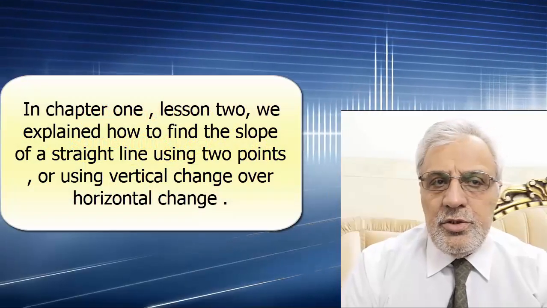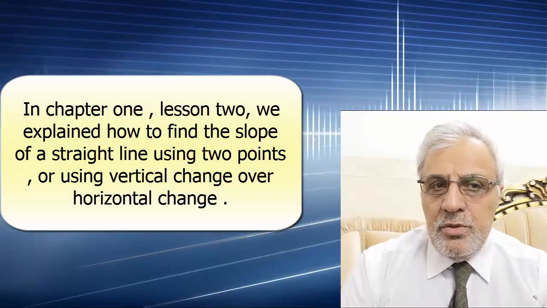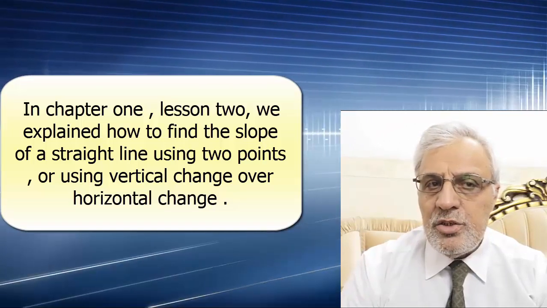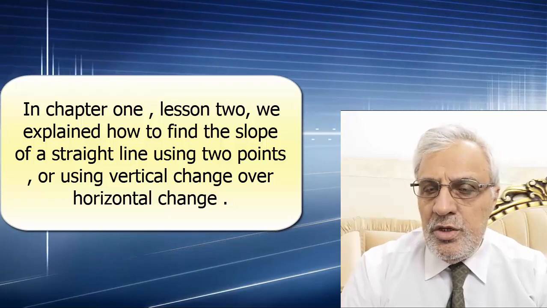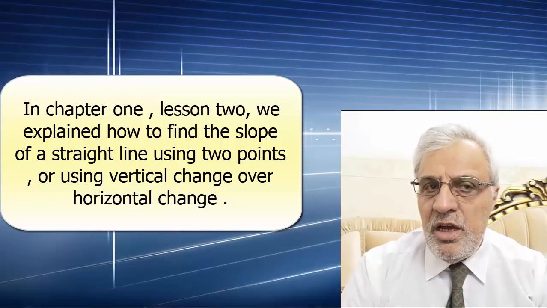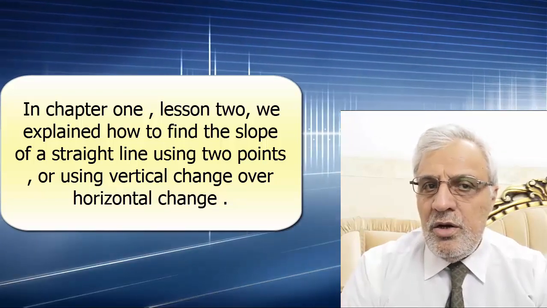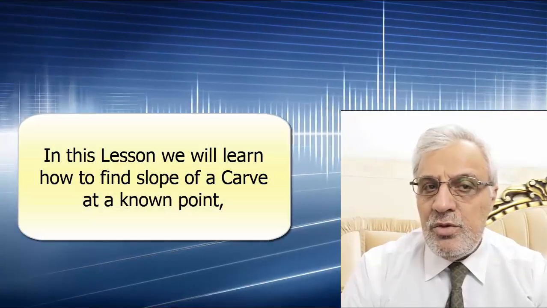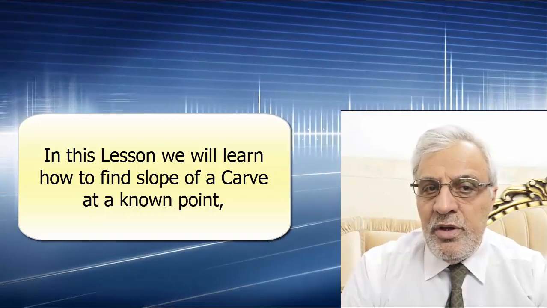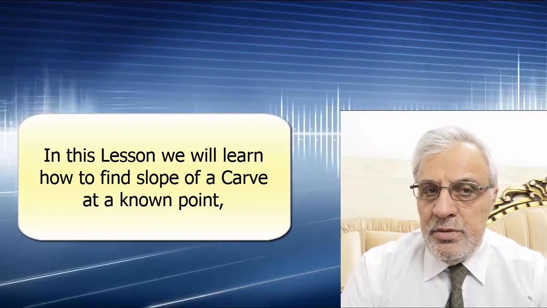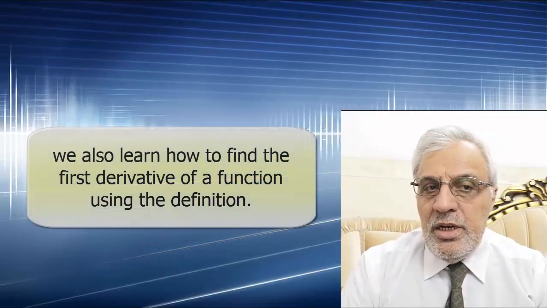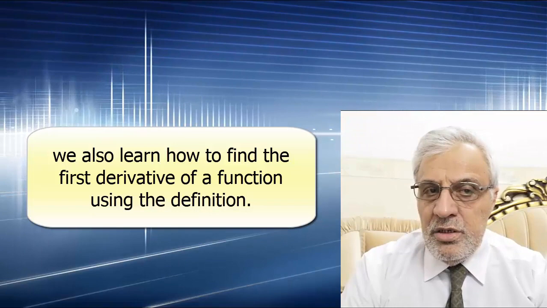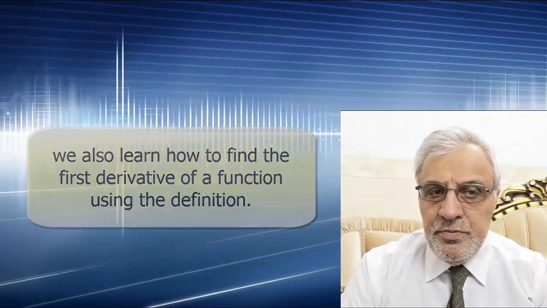Dear viewer and students, in Chapter 1, Lesson 2, we explained how to find the slope of the straight line using 2 points or using a vertical change or a horizontal change. In this lesson, we will learn how to find the slope of a curve at a known point. We also learn how to find the first derivative of a function using the definition.